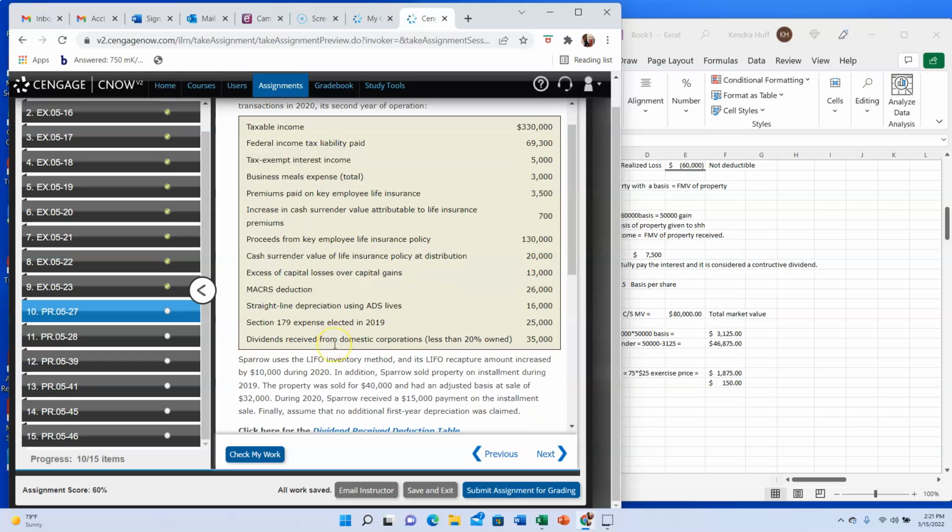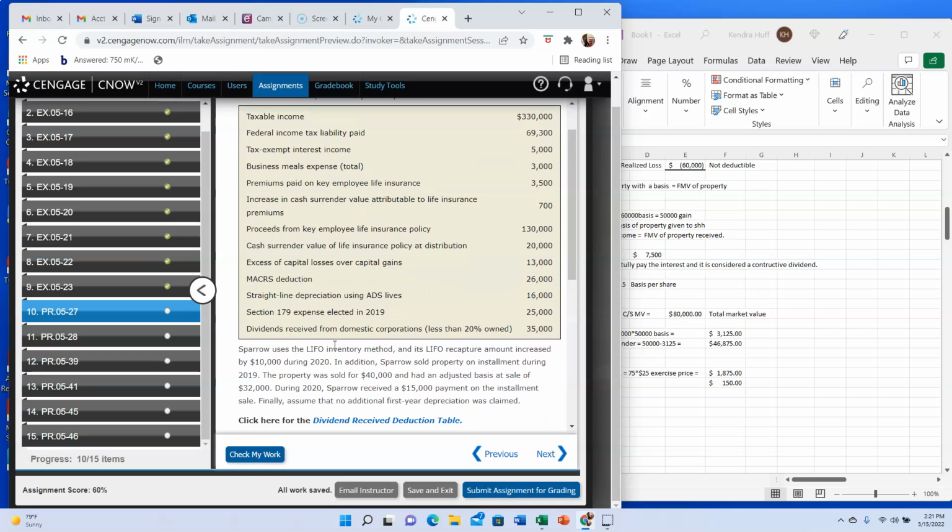So we have some things up here. Sparrow uses the LIFO inventory method, and its LIFO recapture amount increased by $10,000 during 2020. In addition, Sparrow sold property on installment during 2019. The property was sold for $40,000. It had an adjusted basis at sale of $32,000. So that's an $8,000 overall gain. During 2020, Sparrow received a $15,000 payment on the installment sale. Finally, assume that no additional first-year depreciation was claimed.